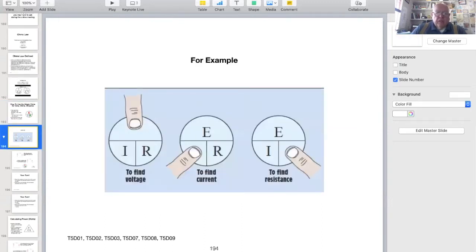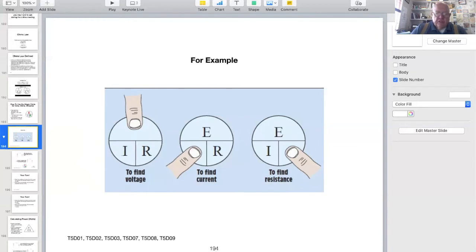So, if I want to find voltage, I cover the E, and then I know that I should multiply the amps times the resistance to get the voltage. To find current, I cover the I, and then I know that I need to divide the volts by the ohms to get the current. To find resistance, I cover the R, and then I know that I need to divide volts by amps to get the resistance.